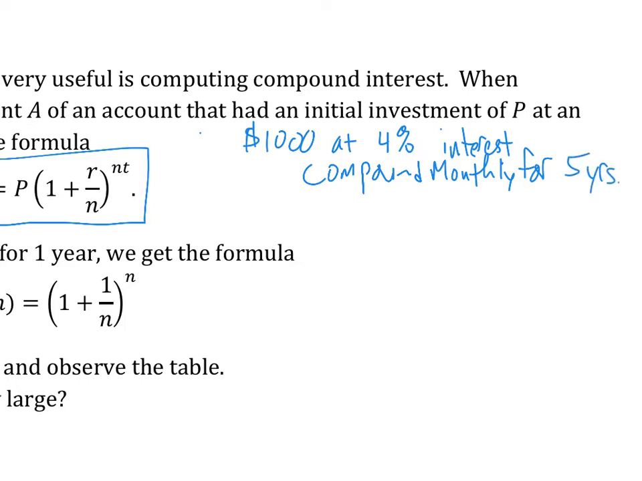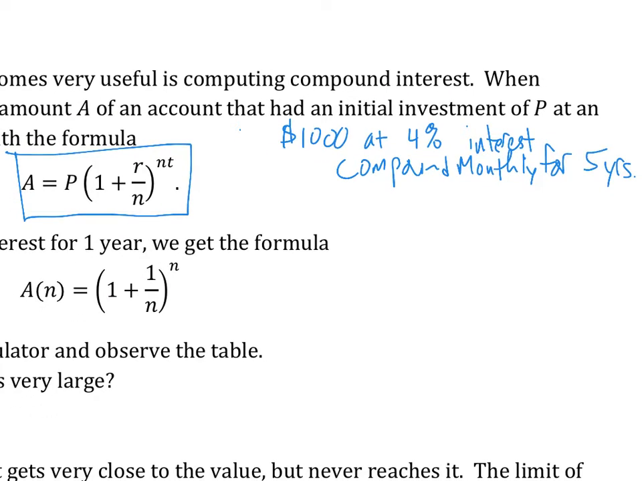All right. Well, here's how the formula works. We're going to take A is the amount that we have at the end of the time. P is 1,000. That's how much we put in. 1 plus the interest rate is 0.04 divided by the number of times per year. N is 12. And we're going to raise it to the 12 times 5 because we're going to get 5 years, 12 times per year. That's 60 interest payments. All right?